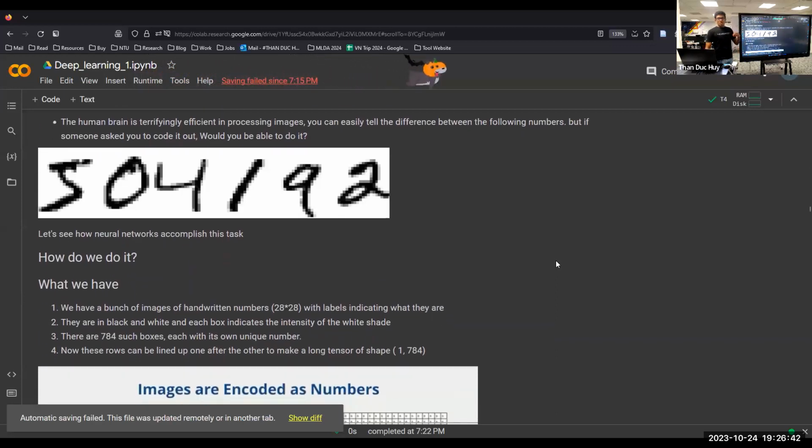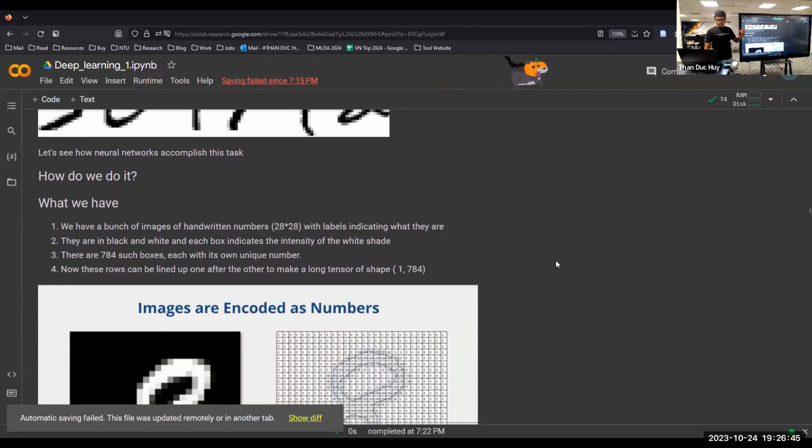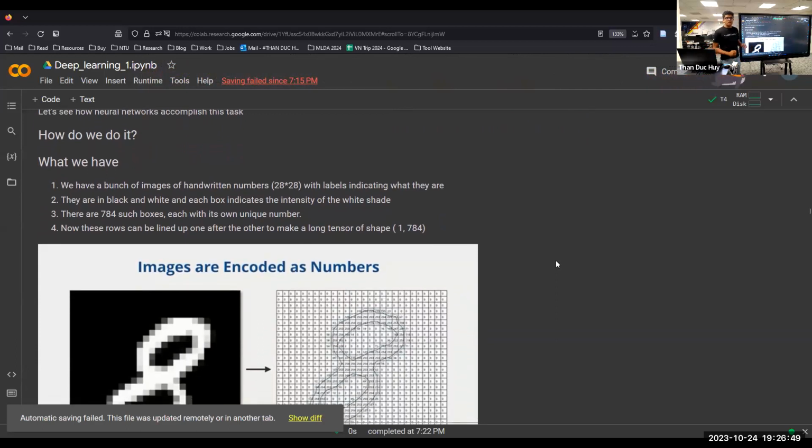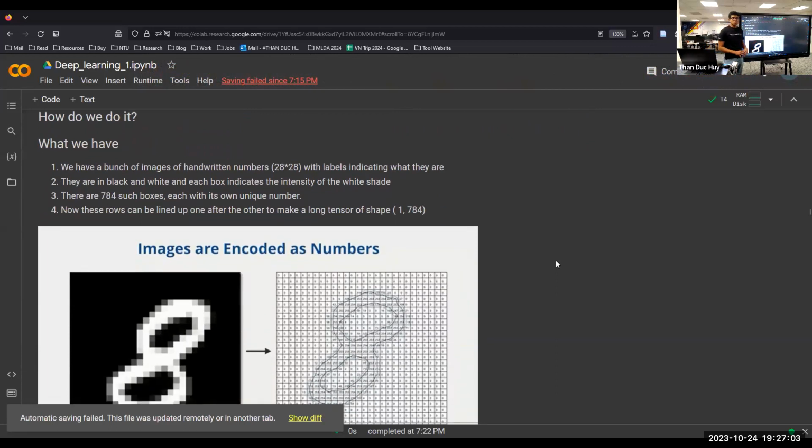So for this workshop, we will be using a data set called the MNIST data set. It's a bunch of pictures with handwritten numbers, and the pictures are 28 by 28 pixels. So in total, you have around 784 pixels, and we will be working with that to explain how the machine learning model, how deep learning fundamentally works.